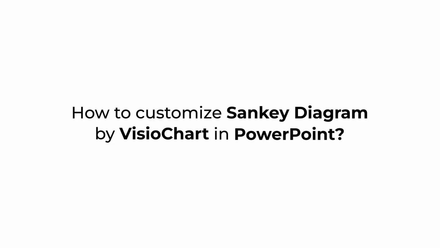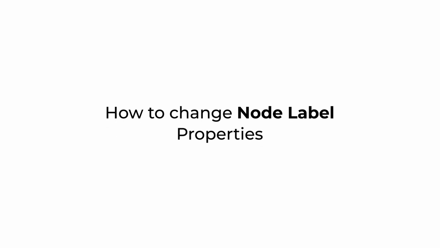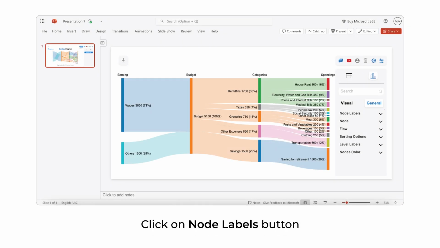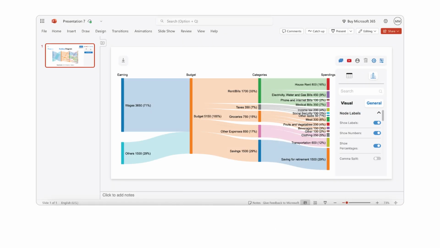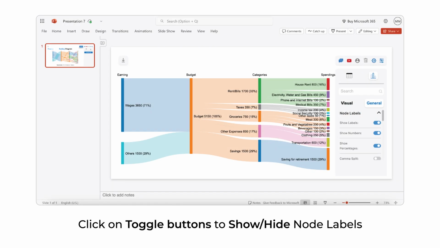How to customize Sankey Diagram by VisioChart in PowerPoint. How to change node label properties. Click on Node Labels button. Click on Toggle buttons to show hide node labels.